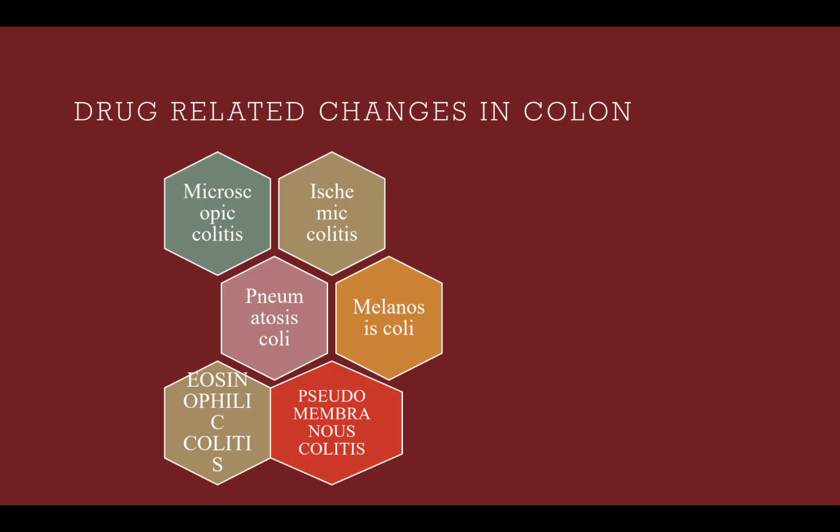Next is the drug related changes in the colon. So we finished the drug related changes which are seen in the upper GI. In the next video I will be dealing with drug related changes in the colon. So which are the drug related changes in the colon? Microscopic colitis, ischemic colitis, pneumatosis coli, melanosis coli, eosinophilic colitis, and pseudomembranous colitis. Okay, thank you.